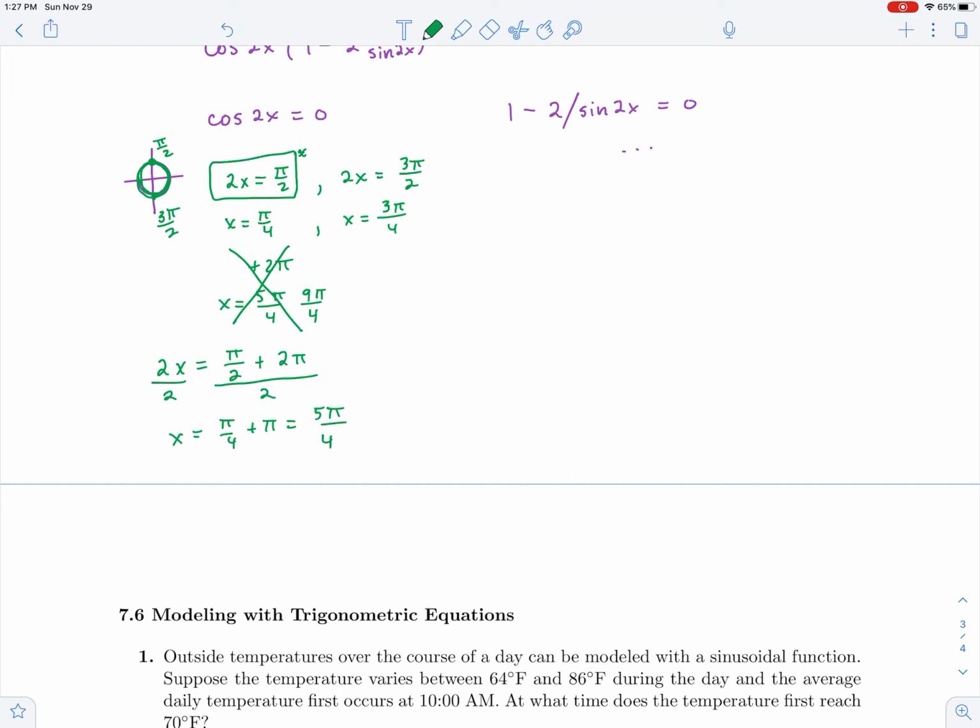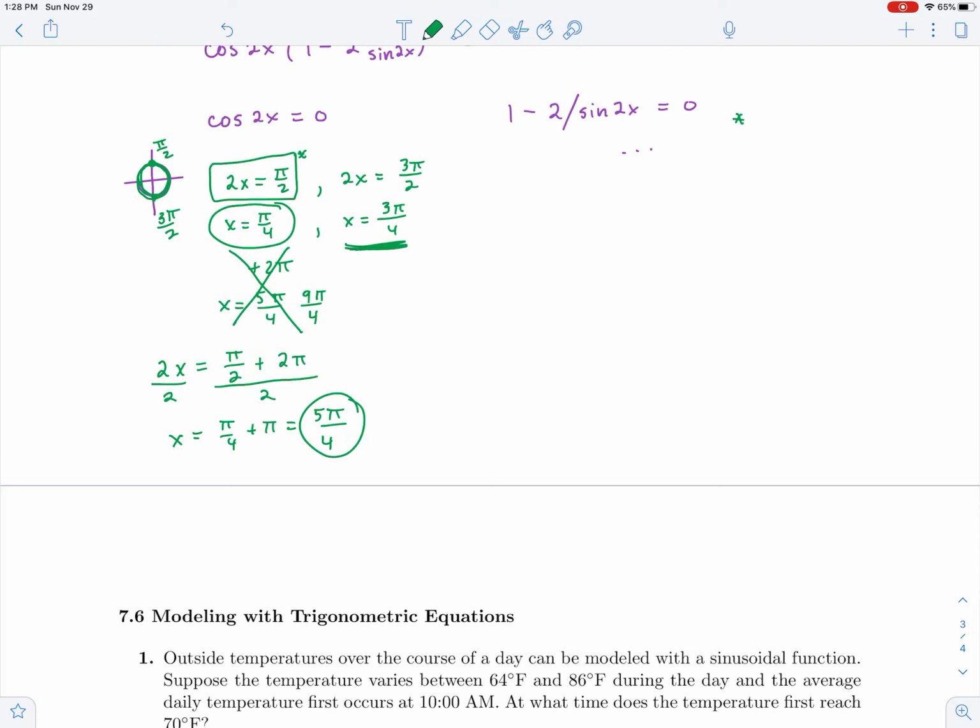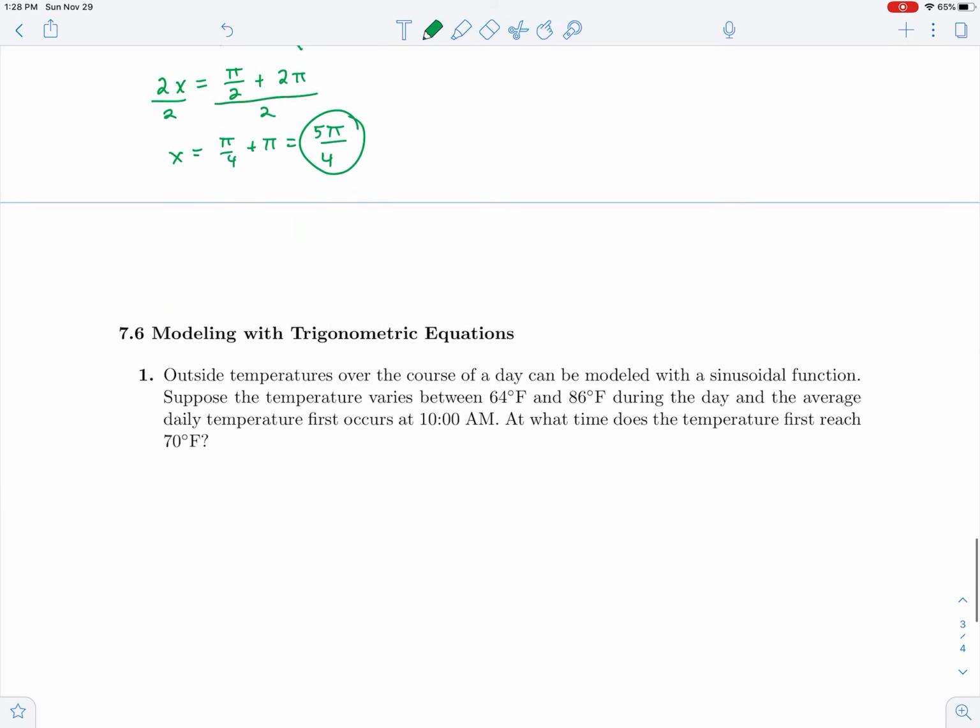Okay, and so we want to make sure we get both of these because 5/4 pi is actually within the 0 to 2 pi restriction on our answer. So similarly for this one, you're also going to want to finish up this one by adding pi to it essentially, and then for this one you want to make sure that you take that extra step.